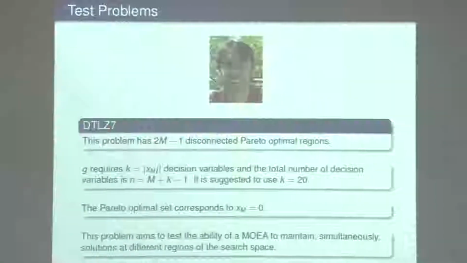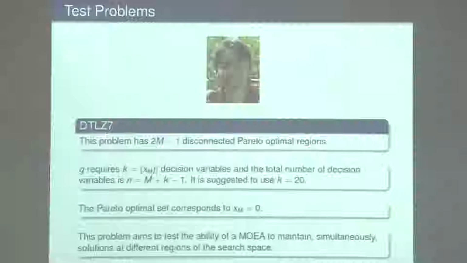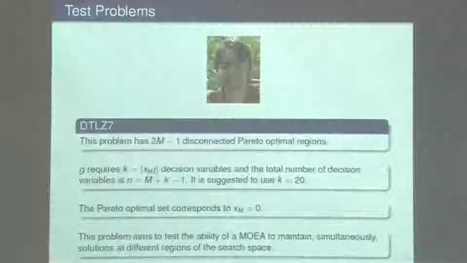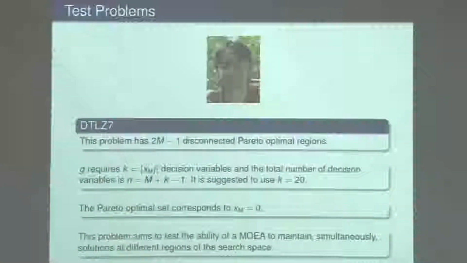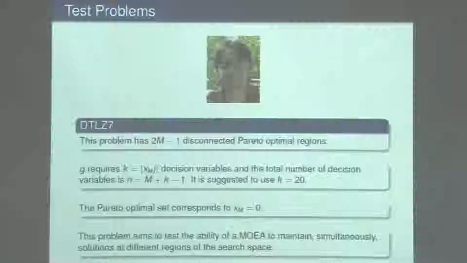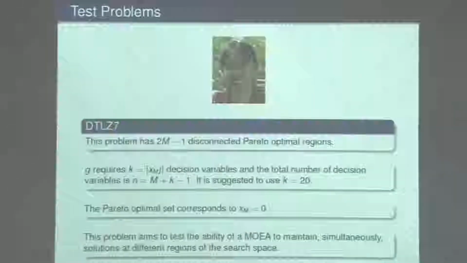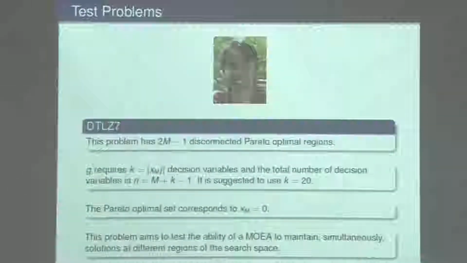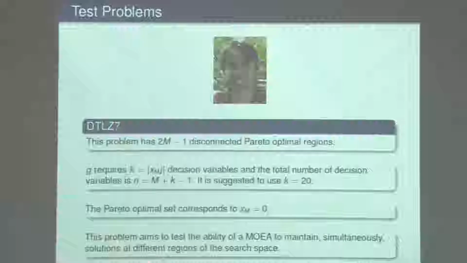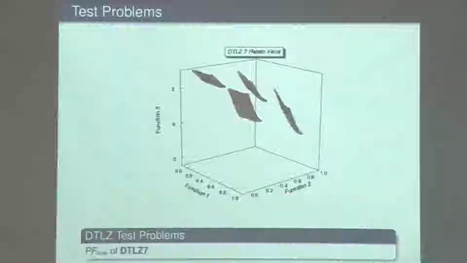Normally, these test problems, the DTLZ set, are used with at least 3 objectives. It's possible to use them with 2, but it's rather uncommon. So in this case, this problem is meant to test the ability of a multi-objective evolutionary algorithm to maintain simultaneously solutions at different regions of the space. And this is the last picture I showed you yesterday. So you can see the 4 portions. This is actually a very difficult test problem.